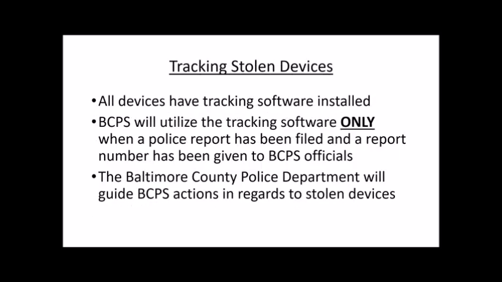Each BCPS issued device has tracking software installed in the event it is lost or stolen. BCPS can only activate the tracking software after a police report has been filed and that report number has been given to the BCPS officials. The tracking software only provides a physical address where the device is located. The tracking software does not turn on the built-in web camera and can only be turned on after a police report has been filed.